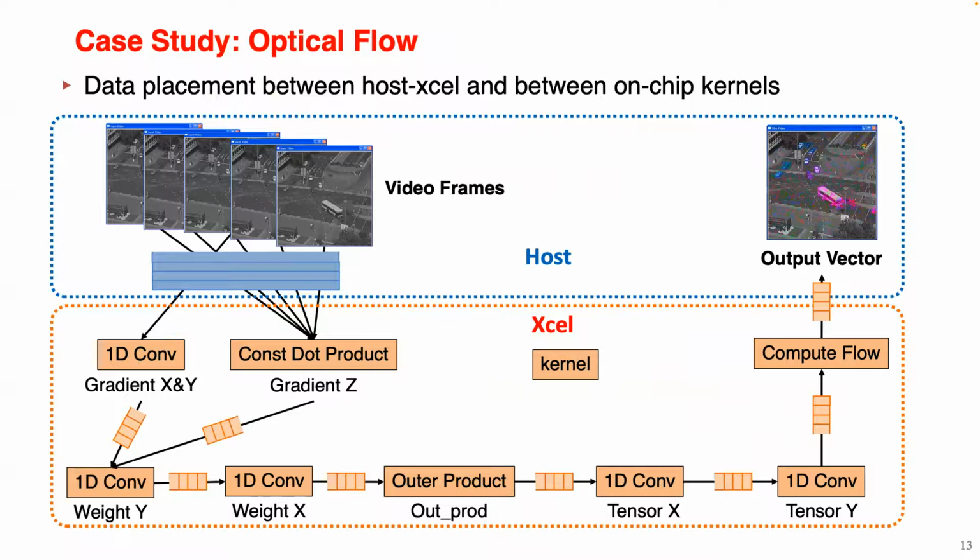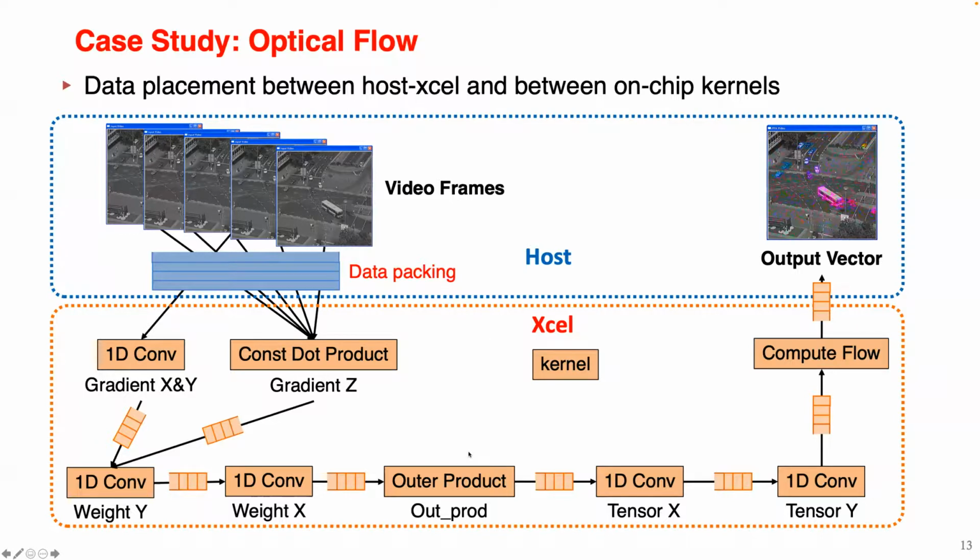Here, we use optical flow as a case study to evaluate HeteroFlow. Optical flow is a classic video processing algorithm. It consists of 8 kernels. To achieve high performance, we need to access the data from host to accelerator in a packed format, which gives you better off-chip memory bandwidth efficiency.